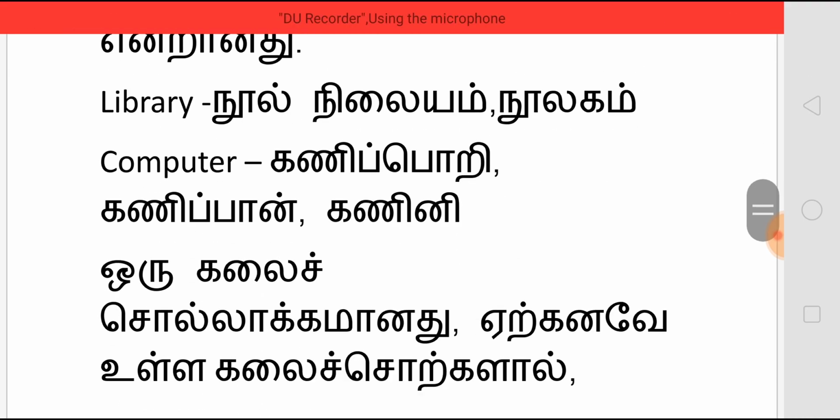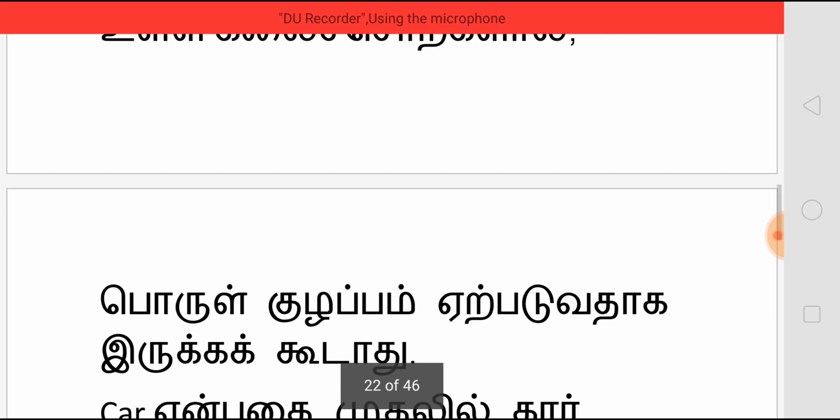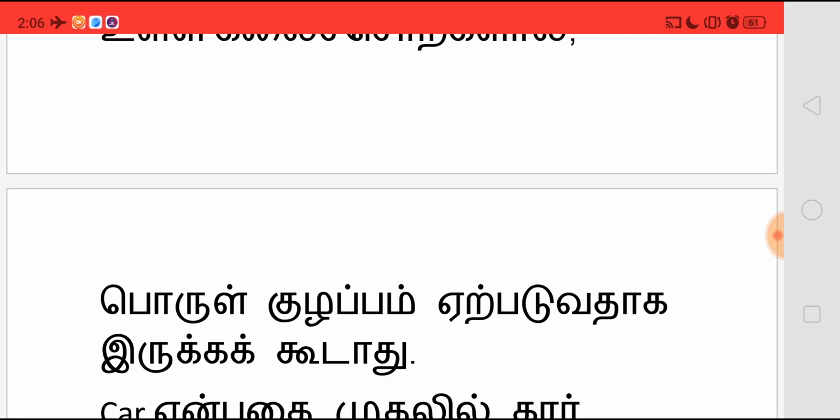In the same way, we have library, which was called Nool Nilayam, but now Noolagam, and computer was first said Kanipori, then Kanipan, now Kanini. And in this Kalai Sollakam, we should use words which are already there. When you use new ones, it will only create confusion.